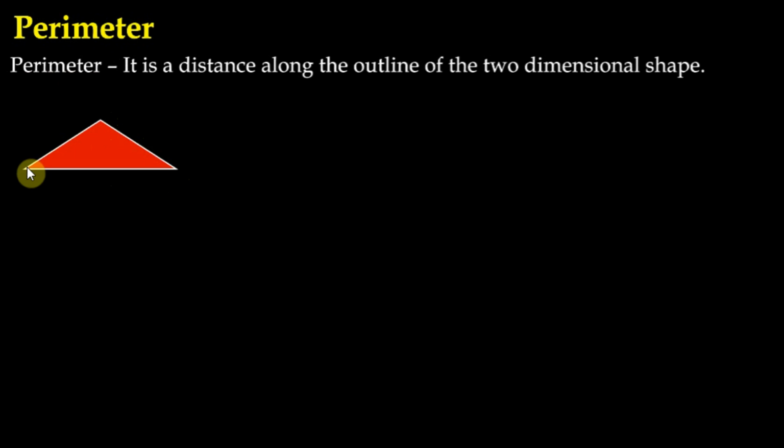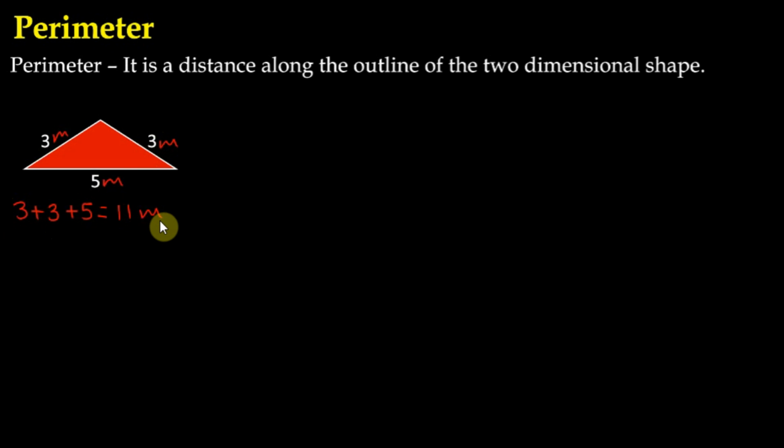Let's say this side of the triangle is 3 units, this side is 3 units, and this side is 5 units. Now the unit could be any unit of measurement like meter, centimeter, or millimeter. Let's say we have a unit meter. So this side is 3 meters, this side is 3 meters, and this side is 5 meters. Now let's add the lengths of all these three sides. So we will get 3 plus 3 plus 5. That equals 3 plus 3 is 6 plus 5 is 11 meters. So the perimeter of this triangle is 11 meters.